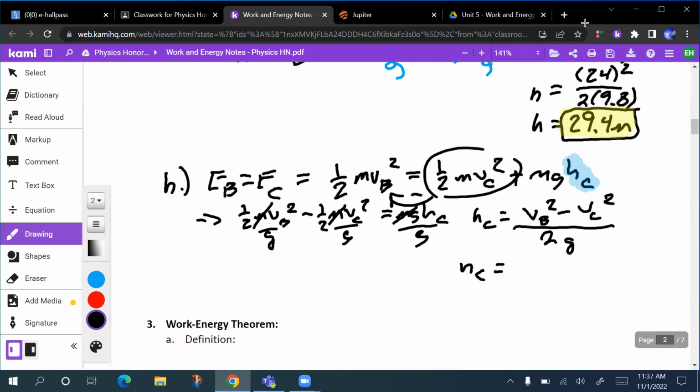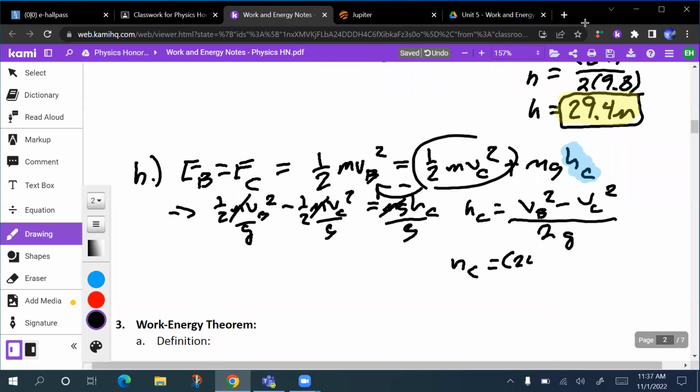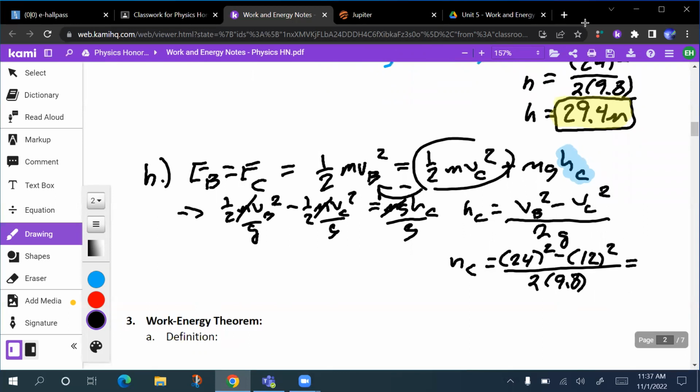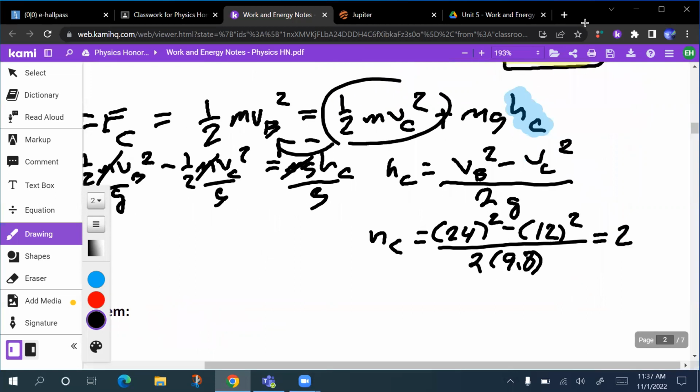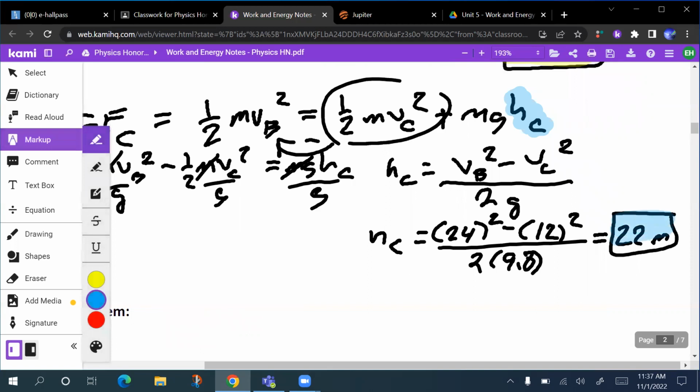Okay, so vb squared, we were going 24. So 24 squared minus 12 squared over 2 times 9.8. And you get about 22 meters in height for part B.